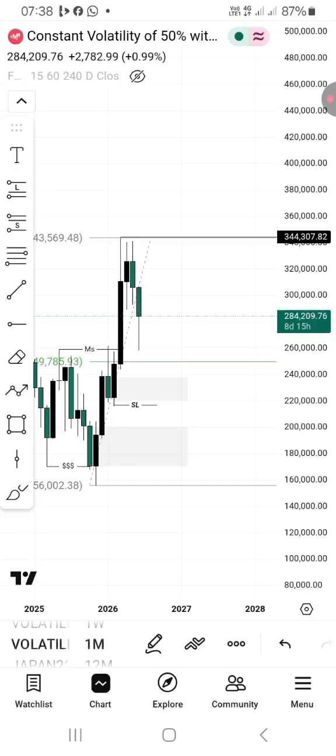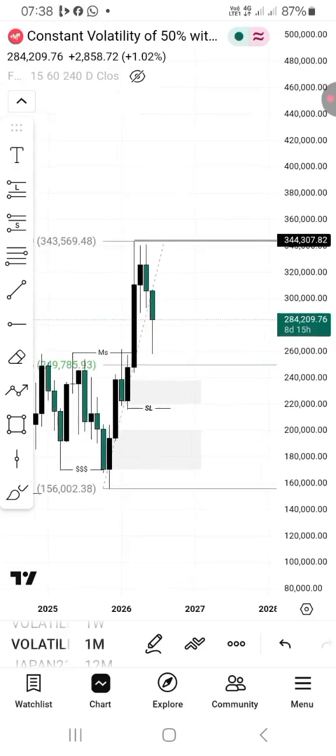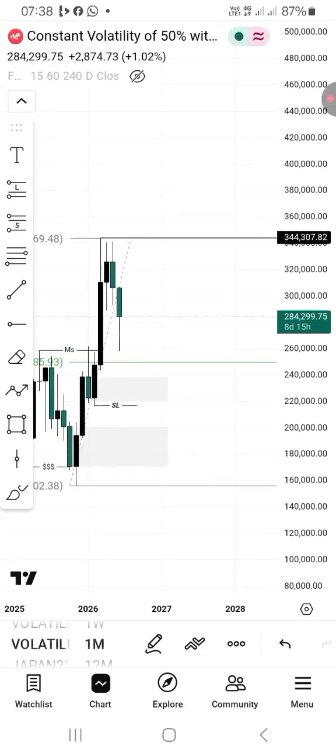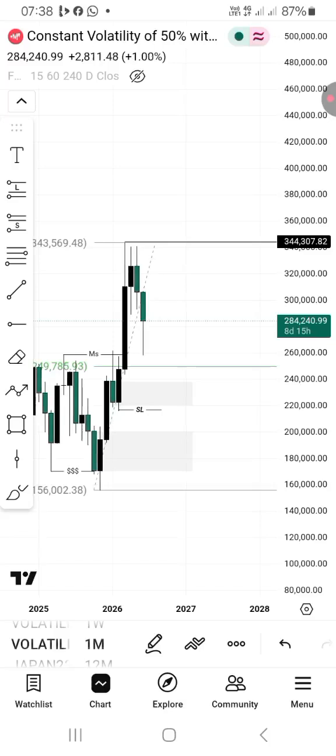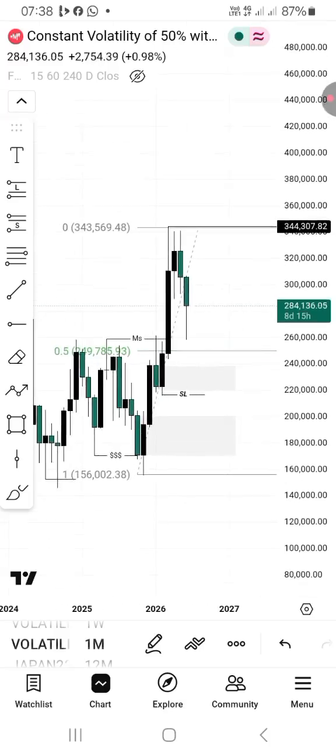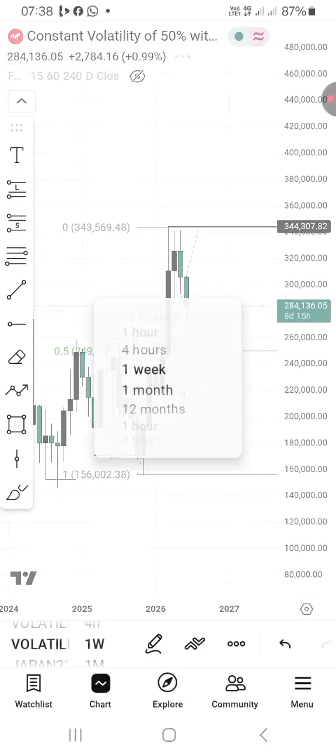So on the monthly time frame, we know that price is currently bullish, but we want to see price drop down into the discount zone before we can take a trade. So let's move down into the weekly time frame to know what is really going on, to know what price is doing.